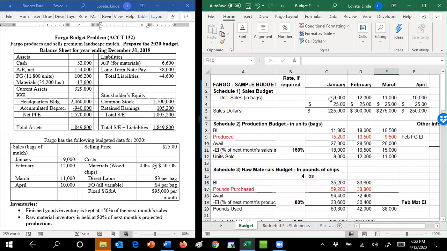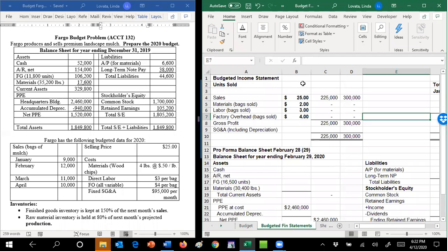So we need to start with sales. Remember, we have 9,000 and 12,000. So our units sold are 9,000 and 12,000. And I've already got it calculated. Our sales, remember, was $25 a unit.